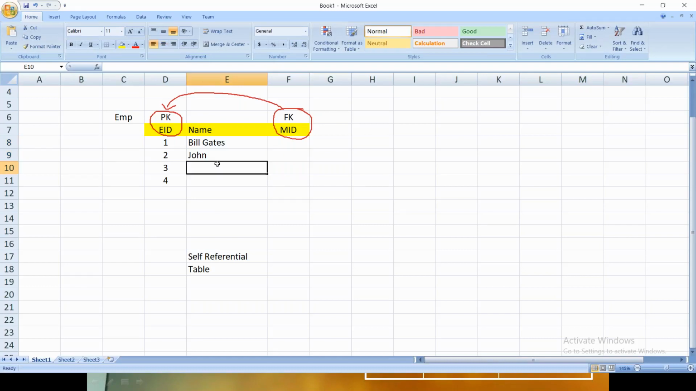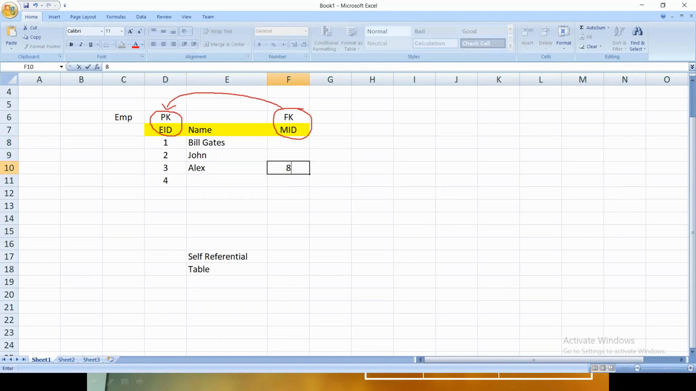Now tomorrow, Alex joins. When Alex joins, Alex is reporting to Bill Gates. So Bill Gates is one. That means when you give one, the foreign key will take one and will verify. Is it one? Yes. It has to be there. Otherwise, it will not allow.